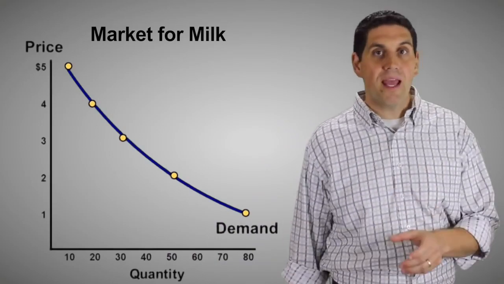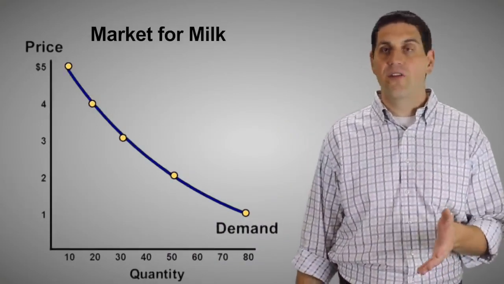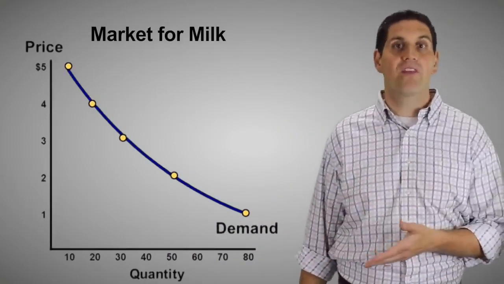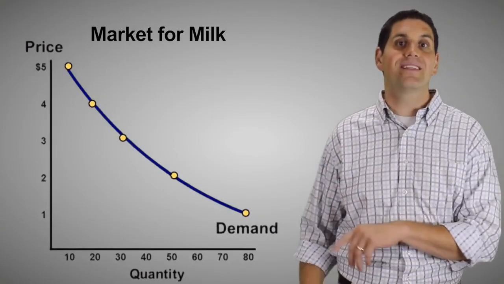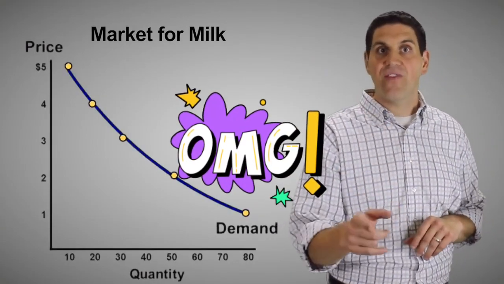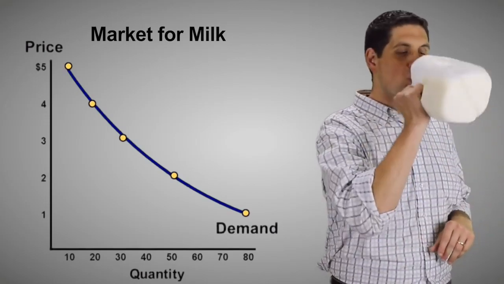This concept explains the law of demand and the shape of the demand curve, because to get people to buy more quantity of milk, the price has to go lower, because they get less and less additional satisfaction from each gallon of milk. It's getting warm.